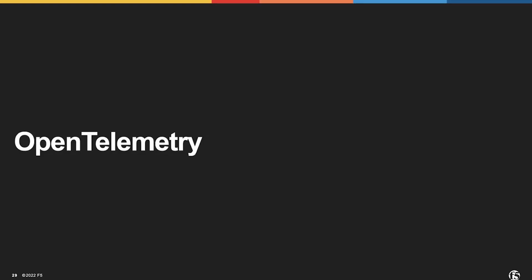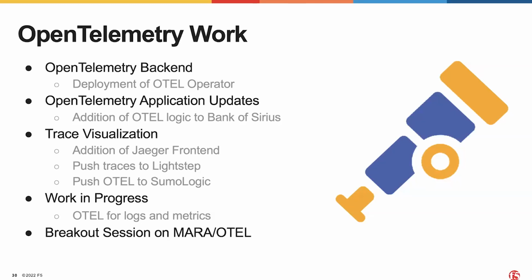Finally, over the last several months, we've been spending a lot of time working with OpenTelemetry and integrating it into the Mara project. In terms of OpenTelemetry work, we first started by deploying the backend. To do that, we utilize the OpenTelemetry operator, which we then use to deploy the OpenTelemetry collector. The application updates to add OpenTelemetry to the Bank of Sirius were performed next. This involved going through Python and Java code, adding in the necessary modules, adding in the necessary calls to send tracing information out from these applications into the OpenTelemetry collector. Finally, we added in the Jaeger front end to do trace visualization, pulling data from the OpenTelemetry collector.